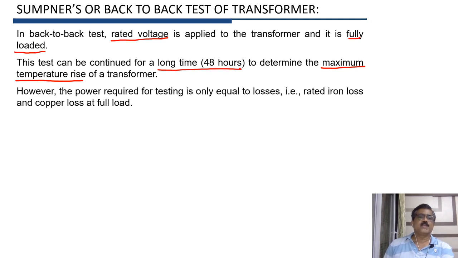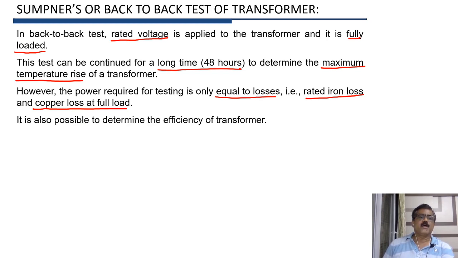Now the advantage of back-to-back test is that the power required for testing is only equal to losses, because the input power from the primary side is equal to rated iron loss, whereas the input power from the secondary side is equal to rated copper loss. Therefore, the power required for testing is very small, which is only equal to the losses in two transformers.